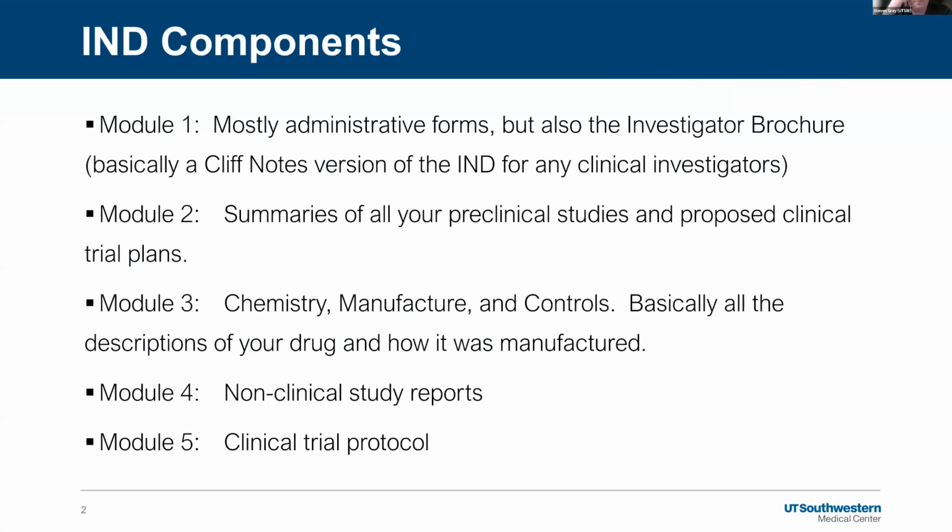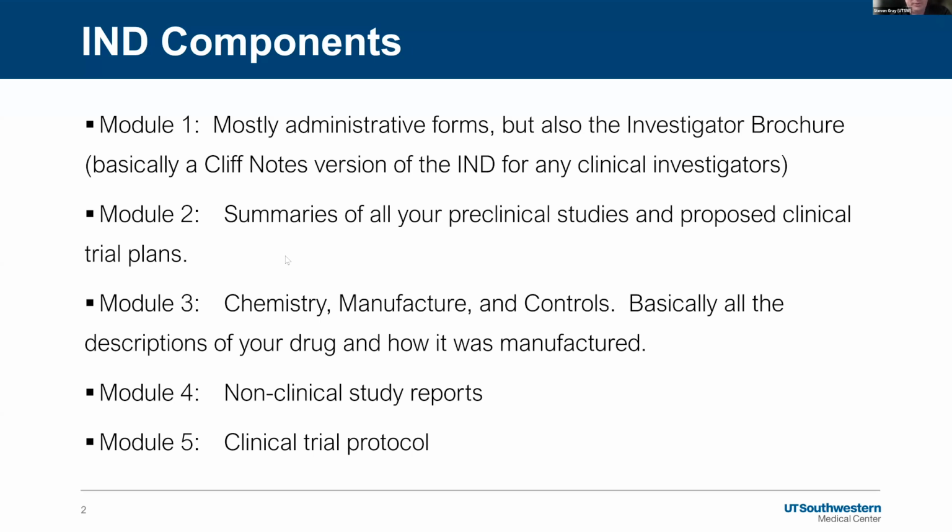All right, so this is just going to be an overview starting off of the different IND components. There's basically 5 modules that are involved, and I'm going to go through these. So, there's module 1, which is basically mostly just administrative forms. There's something called an investigator brochure, which I like to call the Cliff Notes version of the IND. And this is something that would be given to any of the clinical investigators or sites that are involved with the trial.